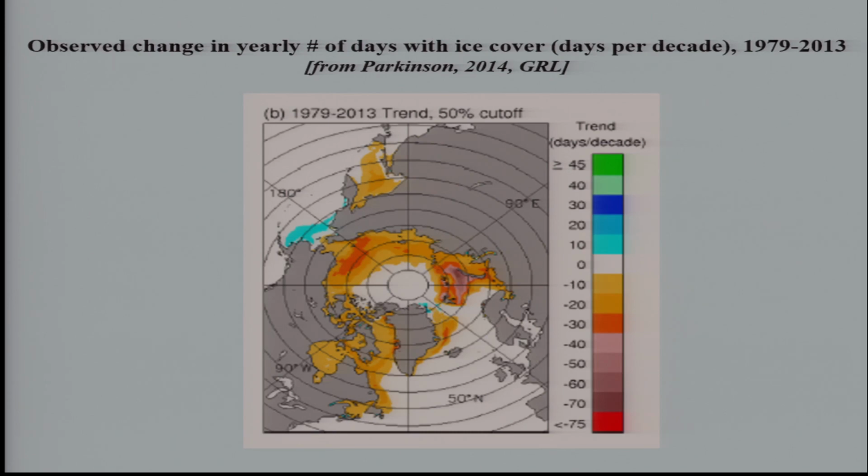The numbers there are in the, say, the 10 to 20 day per decade range. There are other large changes over on the North Atlantic side, somewhat smaller changes in the Russian seas. You'll also notice that the largest changes in the Alaskan sector have been offshore, not right along the coast.